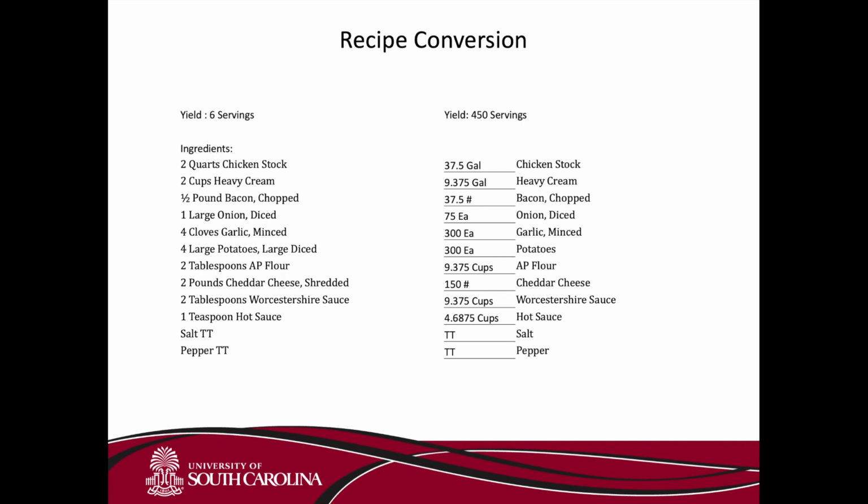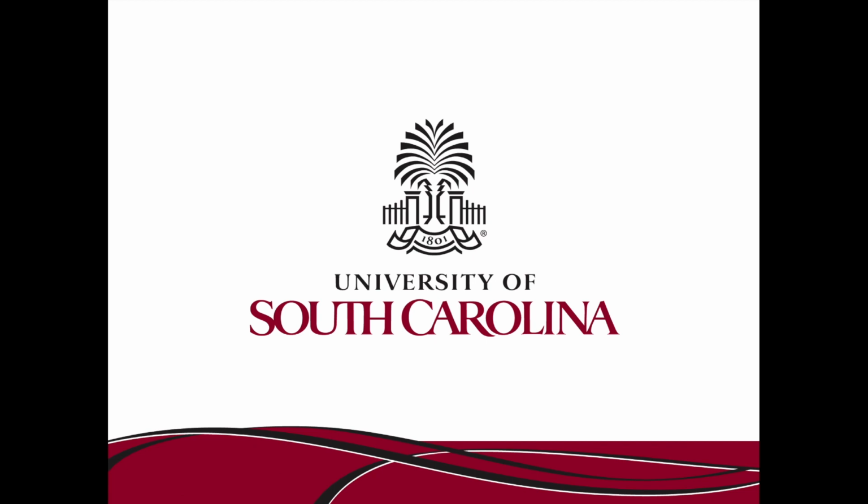75 onions, 300 cloves of garlic, 300 potatoes, 9.375 cups of all-purpose flour, 150 pounds of our cheddar cheese, 9.375 cups of Worcestershire sauce, 4.6875 cups of hot sauce, right? And then as always, down here at the bottom, our salt and pepper are to taste. That doesn't change. It's always going to be the same thing anytime we see that to taste amount.